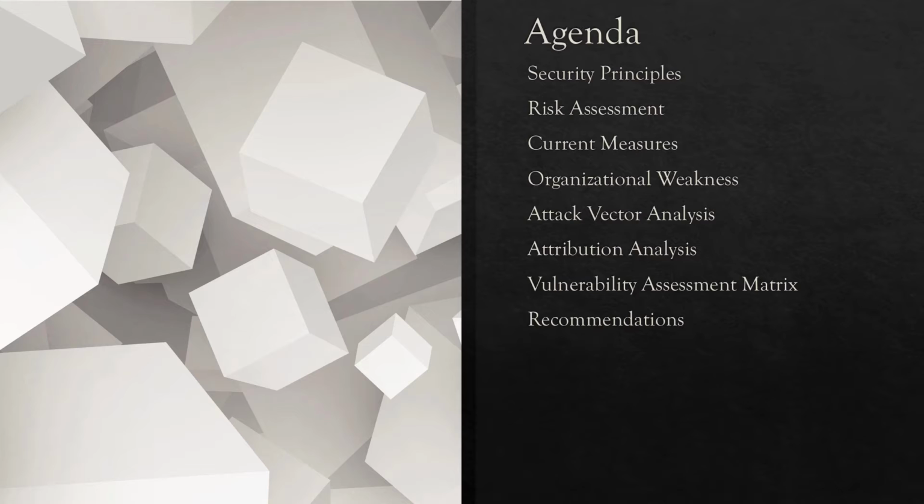The agenda. During this brief, we will cover the following topics: security principles as they relate to cybersecurity, risk assessments and some of the common ways to determine risk, current measures such as authentication, authorization, and access control, organizational weakness as they relate to vulnerabilities in people, policies, and technologies, identify attack vectors and analysis. We will also talk about attribution analysis and some of the challenges involved with that, review the vulnerability assessment report, and finally provide key recommendations.